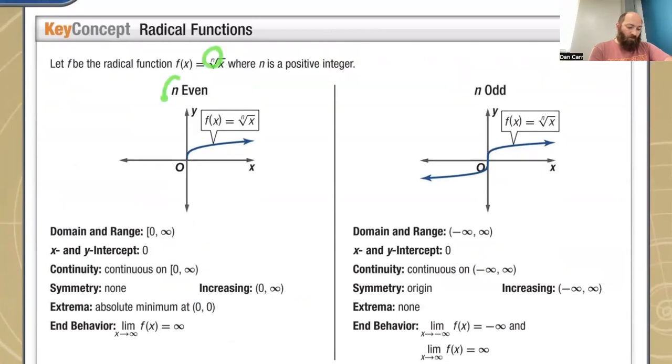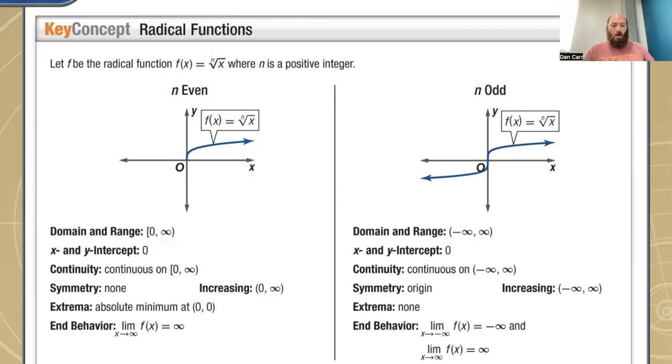Anytime you take an even root, so this is the square root, the fourth root, the sixth root, whatever it is, you're always going to get behavior that looks like this. Especially if we don't have any kind of shifting, you're going to have a stopping point right here at the origin and it continues on in one direction. In this specific case, the domain and range are 0 to infinity, and with no shifting, it'll always be that way. The x and y intercepts are both at 0, 0, and it's continuous from 0 to infinity. There's no symmetry here, and it's always increasing.